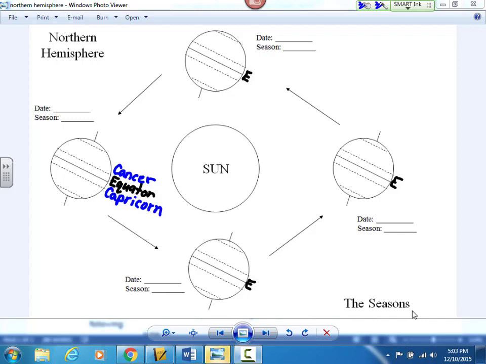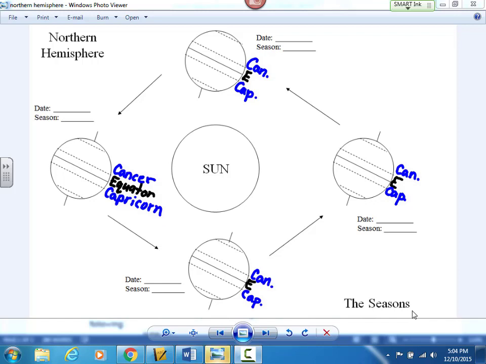And again, I'm going to abbreviate on the rest of these. It's harder for me to label things on the smartboard than it is for you to label things on your paper. So we have the Tropic of Cancer and the Tropic of Capricorn on each globe. And again, those signify the upper and the lower boundary of the tropics.